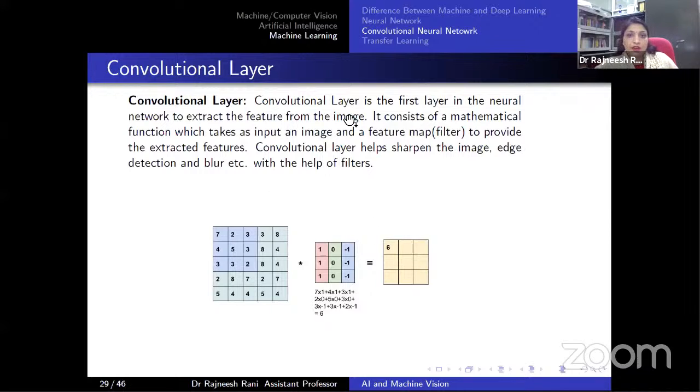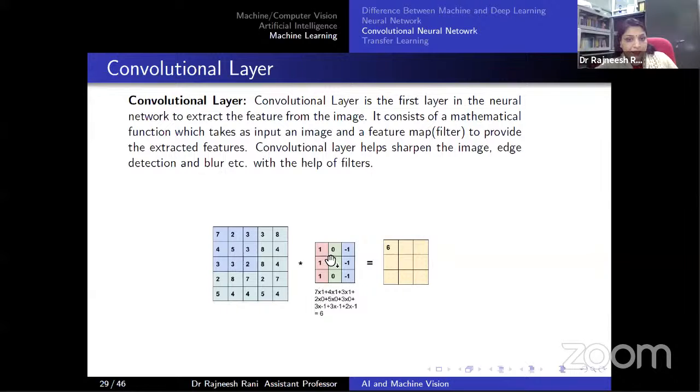So what is convolution? The convolution layer is the first layer in the neural network to extract features from the image. It consists of a mathematical function which takes as input an image and a feature map to provide the extracted features. Now you can see this is an image with pixel values, an 8 gray level image with levels from 0 to 7, and this is a filter. You perform the convolution operation of this image with this filter.